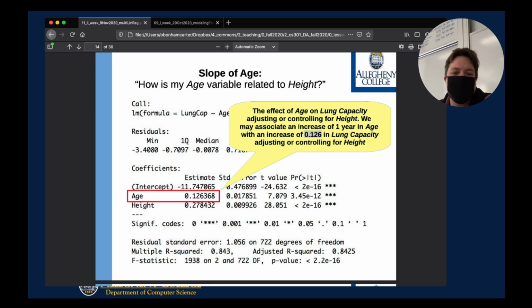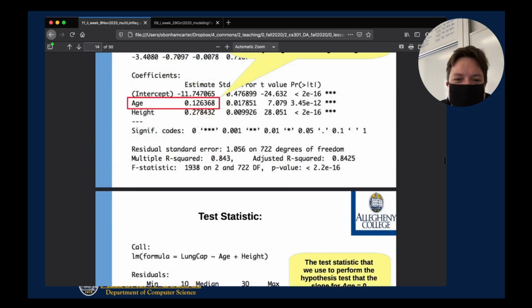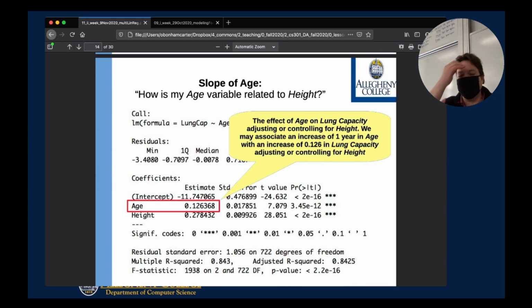0.126 in lung capacity. So that means that when you're looking at 1 year in age, that actually translates to 0.126 in lung capacity, and that's what these numbers actually mean. And so I guess when you're looking at the age, the basic unit 1, in this case translates to an increase in 0.126 in lung capacity. That's how age is actually influencing your lung capacity.